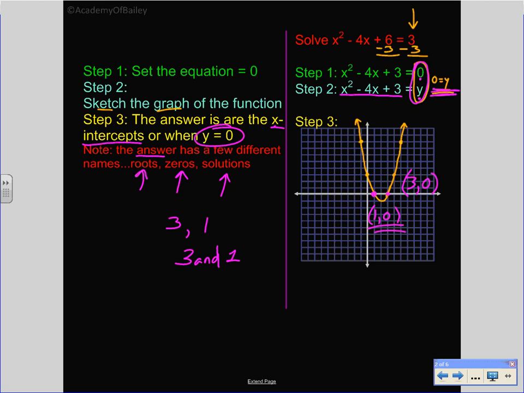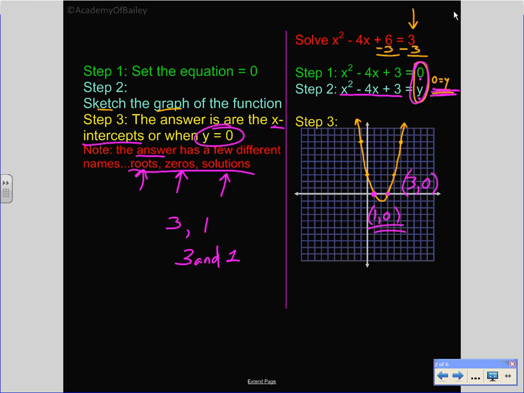So that means when y is equal to 0, x will be 3, and x will also be 1. This quadratic function has 2 answers, has 2 roots, has 2 solutions, has 2 zeros. And some of the questions that you'll be asked will ask you to find all 3 types of answers: roots, zeros, solutions. So what you have to do is know how to graph a quadratic function, and where it crosses the x-axis is going to be the answer.